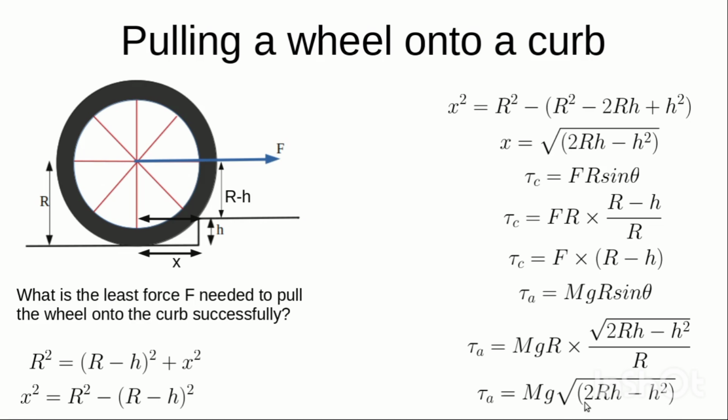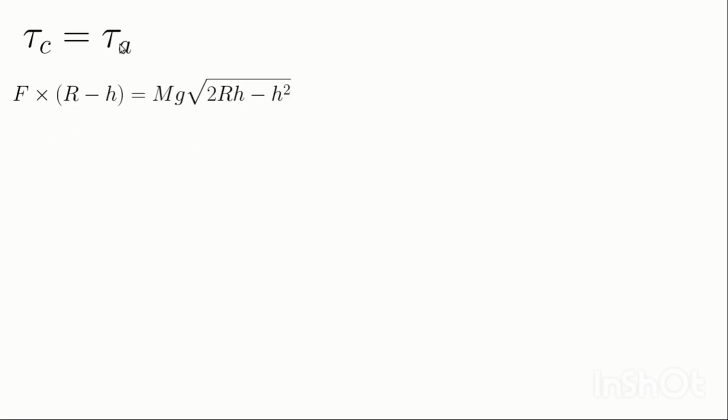Now that we have found the torque for the anti-clockwise and clockwise, for equilibrium to occur, the clockwise torque must be equal to the anti-clockwise torque. We have already found TC, which is this, must be equal to TA, which is this. So we can make F the subject of the formula, and we have F equal to mg, this expression, all over this. So this is the force needed to pull that wheel over. The least force will be just a little bit greater than this, or equal to this one.